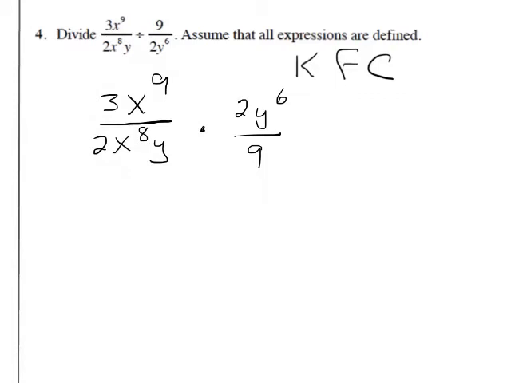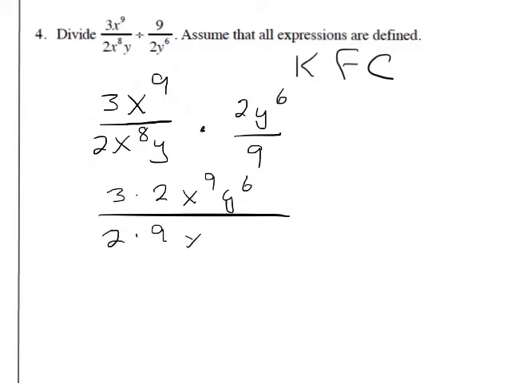So I'm going to rearrange it and push it all together. Now again, I'm not going to multiply the 3 and the 2 together. I'm just going to go 3 times 2, x to the 9, y to the 6th, and on the bottom here I have 2 times 9, I have x to the 8 and a y. Okay, so it didn't turn out that I couldn't multiply anything together.